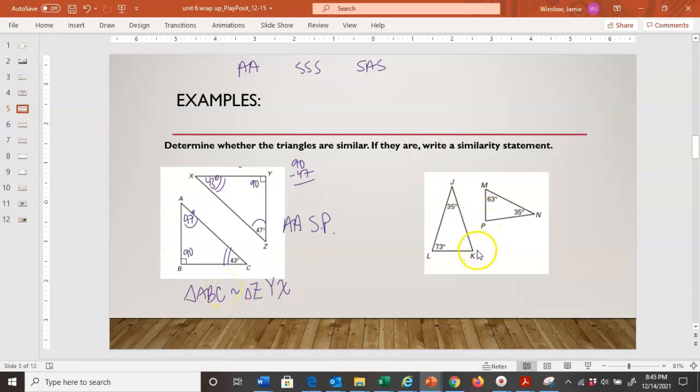Let's look at this one. Let's see what the missing angle is. So we would do 180 minus 35 and 73.